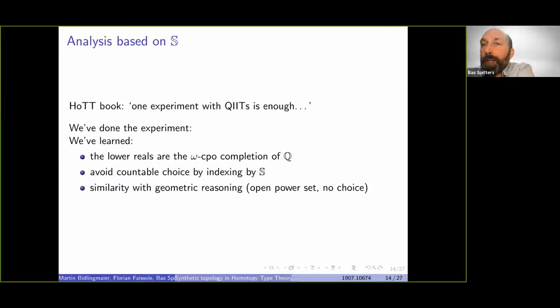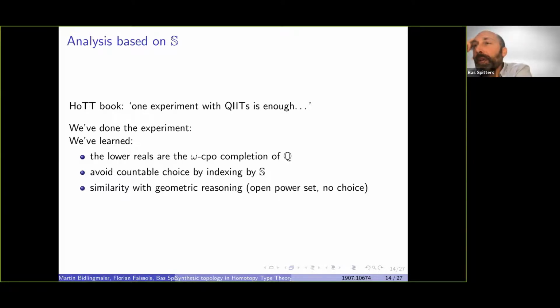Now there's a question, and so this is for the experts on homotopy type theory. One can do this. This was already mentioned in the HoTT book that this could potentially be done. It wasn't done there because there were already many experimental theories. But here we actually carry this out. So what we learned is that the lower reals are actually the omega CPO completion of the rationals. That's what one hopes. We can avoid countable choice. So there are many toposes in which we don't have countable choice by indexing with this Sierpinski object. So that's also, I think, a nice observation.